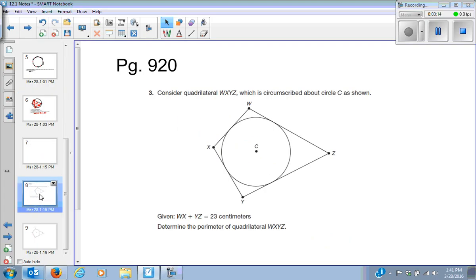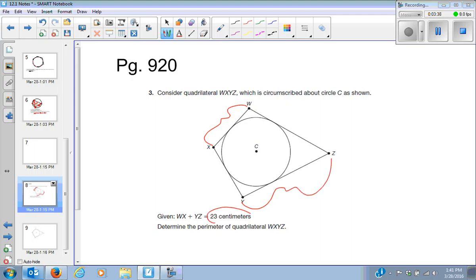Alright, this is on page 920. Consider this quadrilateral WXYZ, which is circumscribed, which means the circle is inside of the quadrilateral. And we know that from here to here, and from here to here, when I add those, it equals 23. Alright, well, we know some stuff from before. Since this is circumscribed, I know that this line is tangent, this line is tangent, this line is tangent, and this line is tangent.